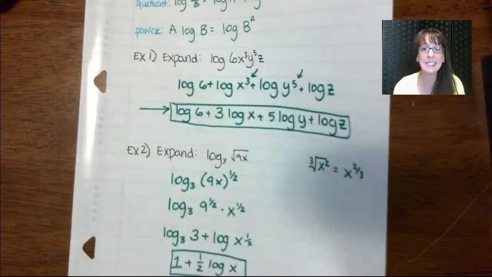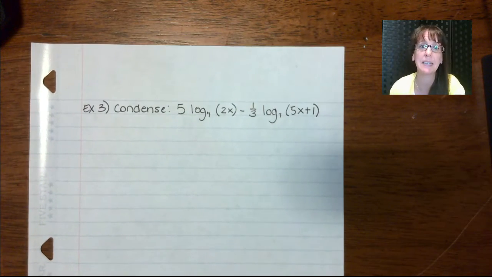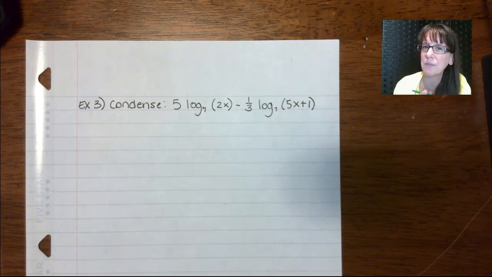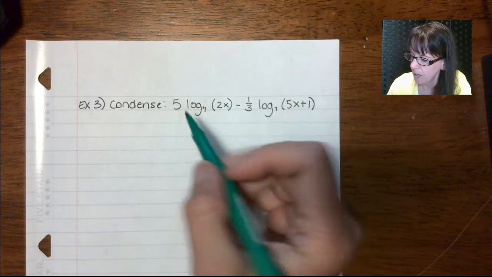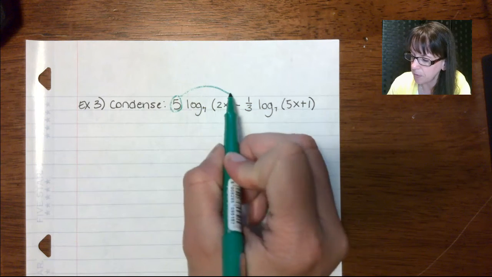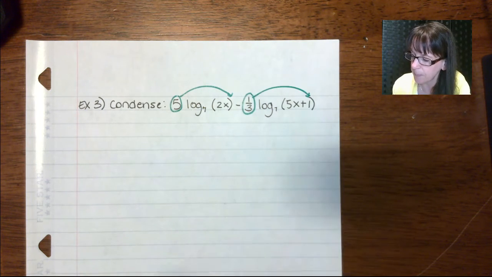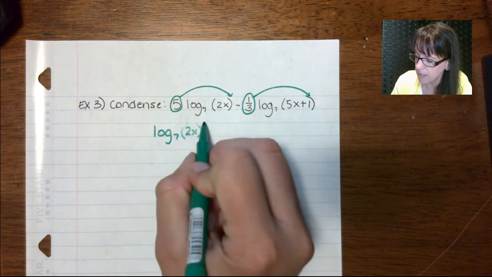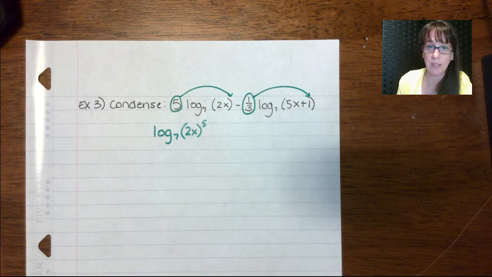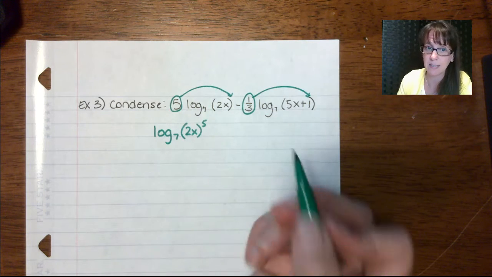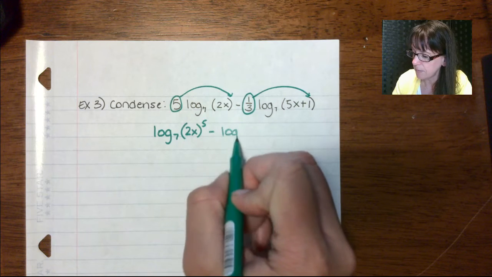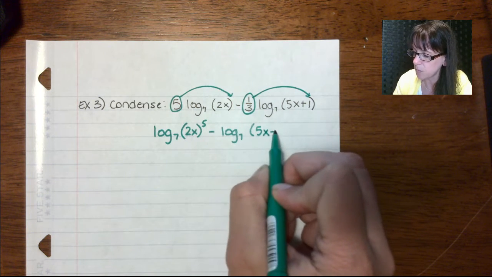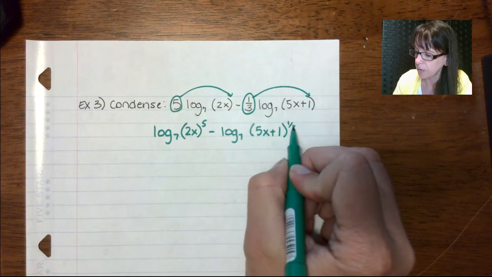So now let's talk about condensing logs. Okay, so we've got this guy that's expanded out. How can we go about condensing this one? When you're condensing, I think the first thing that you should do is look for any powers and boot those back to the front. So I see that this 5 right here can be booted to here, and this 1/3 can be booted to here. So if I do that, I get log base 7, 2x to the 5th power. Remember to keep those in parentheses because that 5 applies to both the 2 and the x. Minus log base 7 of 5x plus 1 to the 1/3 power.